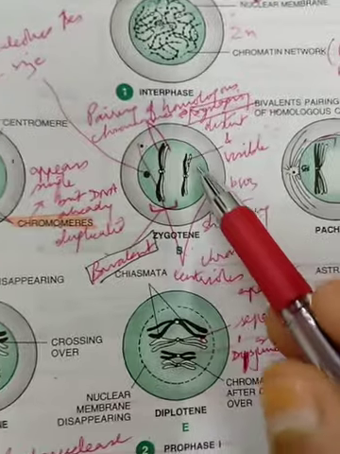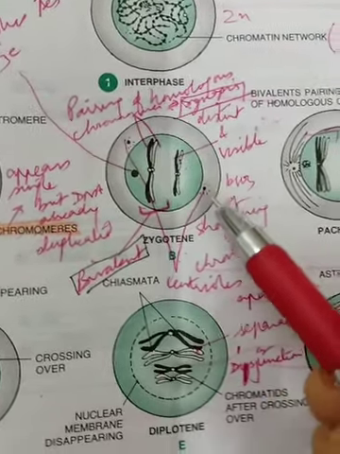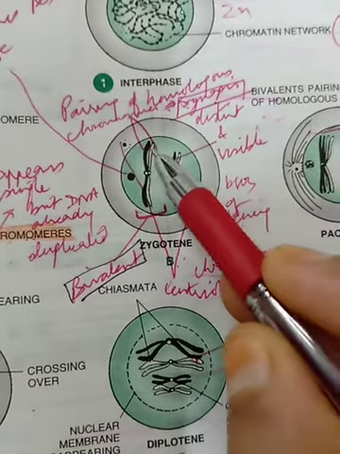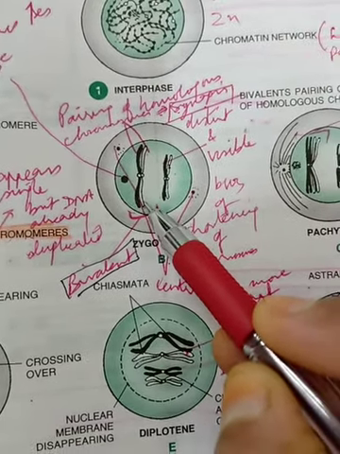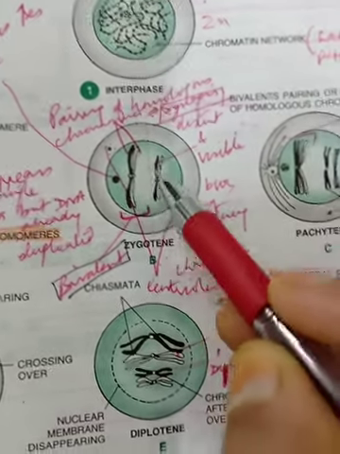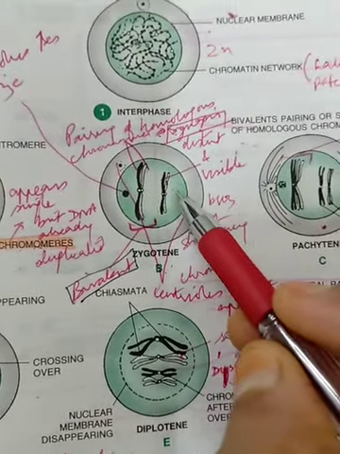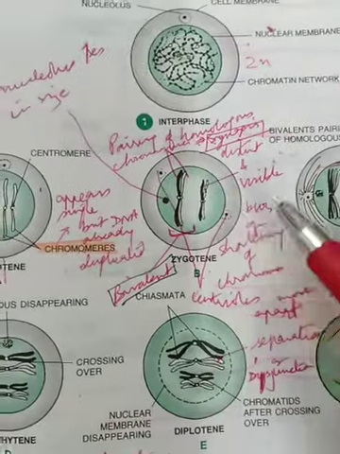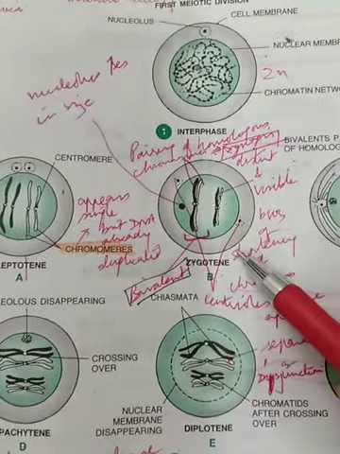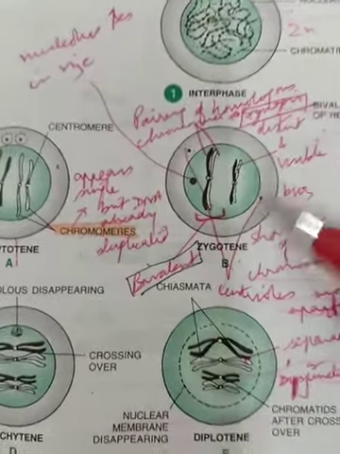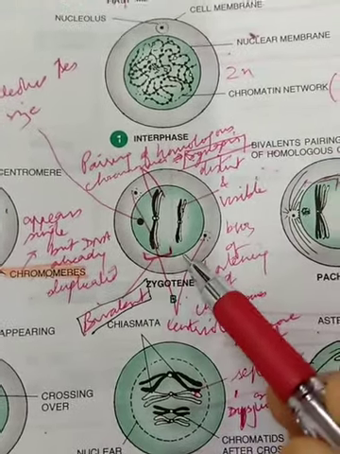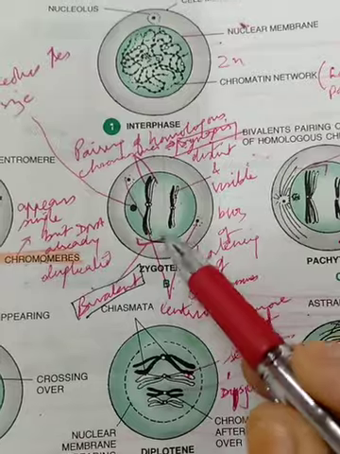Then the pairing may be in three parts. The pairing could begin from the terminal end, that is the ends here. It is called as proterminal. Or it can begin in the center, we call it procentric, or it could be random pairing. But yes, pairing has to occur. Alright, then each pair of synapsed chromosomes is called as a bivalent. Bivalent means there are two components.